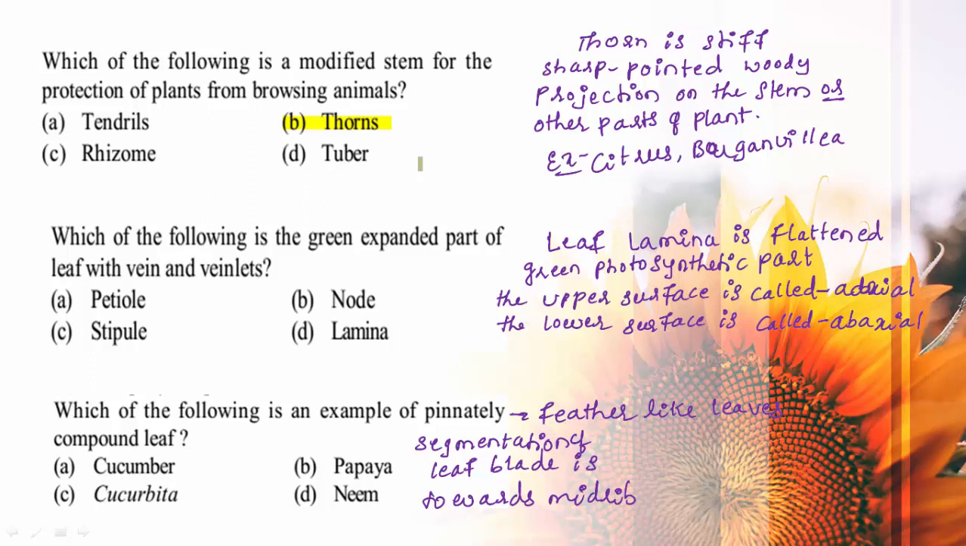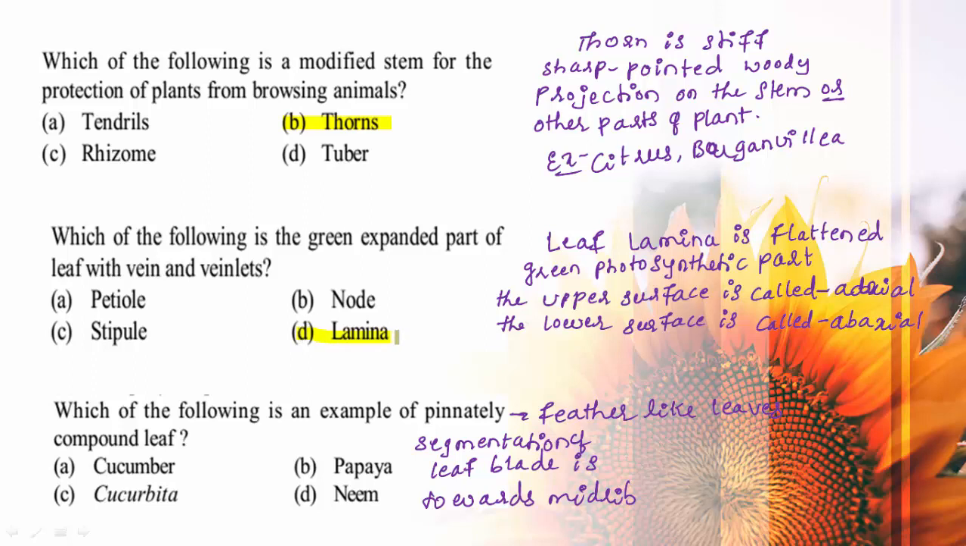Then, which of the following is the green expanded part of the leaf with the vein and veinlets? Petiole is the stalk of the leaf. At the nodal region, with the help of petiole, the leaf is attached. At the base, it is having a small outgrowth, the stipule. So, which is the answer?